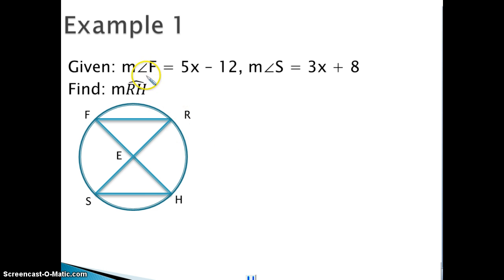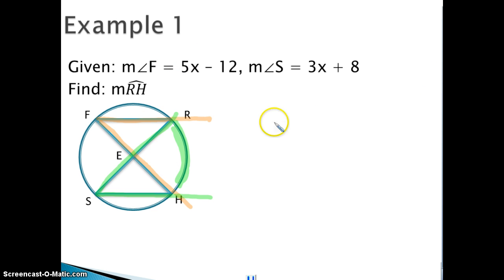So as an example of how we might use this in a problem, we're given the measurement of angle F and the measurement of angle S. So what I'm going to do is just highlight these angles out. I'm going to highlight angle F right here. And I'm going to do the same thing for angle S. And you'll notice where those two angles intersect the circle is this arc right here, arc RH. Angle F and angle S are intersecting the same arc, which means that they're going to be congruent to each other because half of this arc is equal to half of this arc. It's the same exact thing.